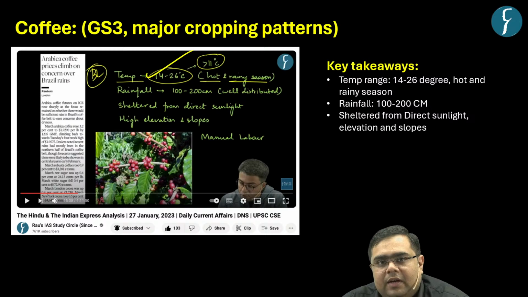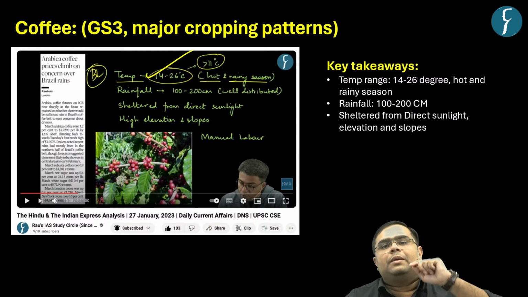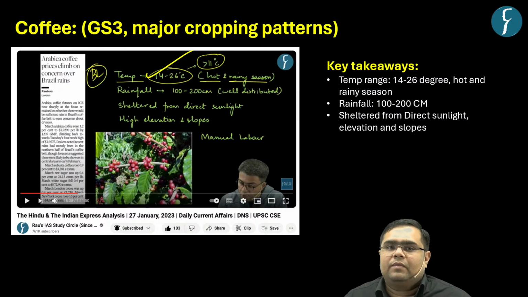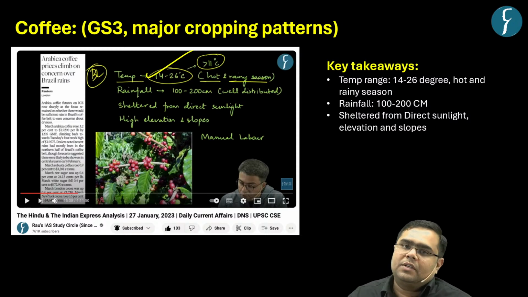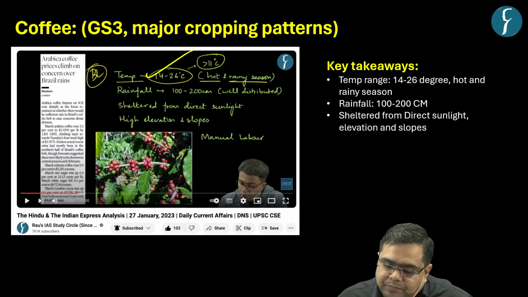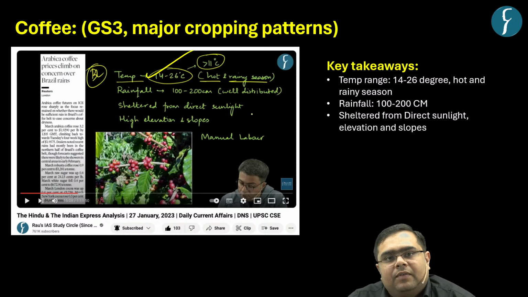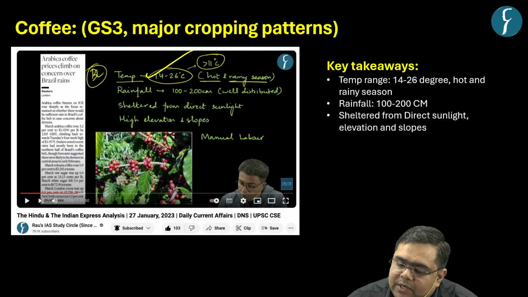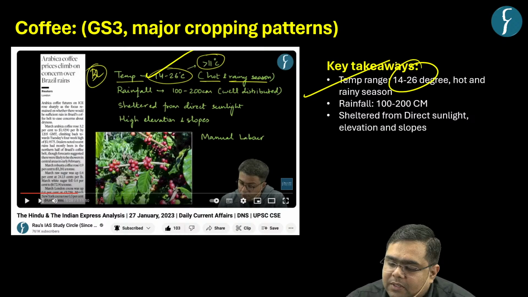Heavy rainfall is required, but at the same time the water should not stagnate in the environment, right? If stagnation takes place, the berries or the roots of the plant will be damaged and coffee production will suffer. So generally coffee cultivation takes place in valleys. And another function served by the valleys is that they protect the coffee berries from direct sunlight, right?